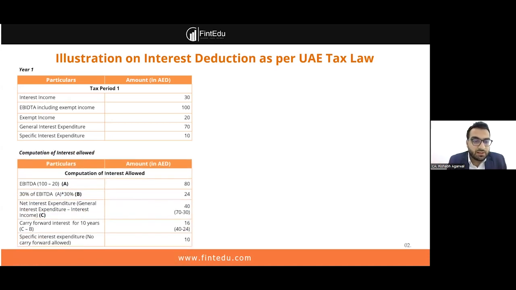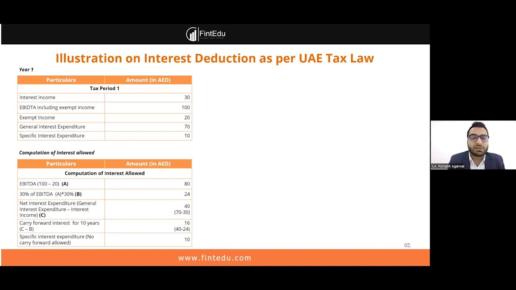Moving ahead, in terms of calculation, we'll see our EBITDA, but the law states that this should be the adjusted EBITDA, wherein adjusted EBITDA does not include exempt income. So that's what we have done, 100 minus 20, so we have an EBITDA of 80. The maximum allowable interest in our case is 30% of 80, that is 24. However, we have a net interest expenditure of 40 dirhams, that is general interest expenditure of 70 less the interest income of 30. So maximum allowed is 24. So we have a 16 dirham interest carry forward that will go into the next tax period with the taxpayer. And the specific interest expenditure of 10 is completely disallowed.